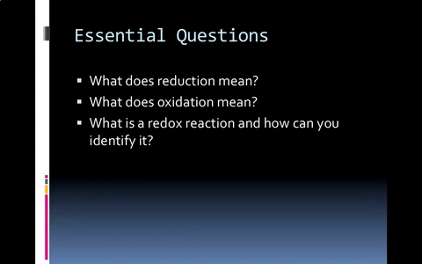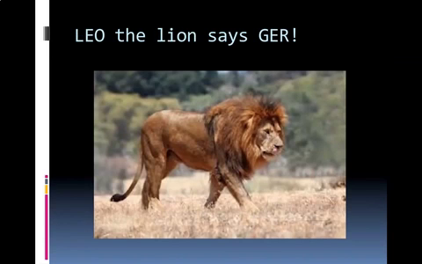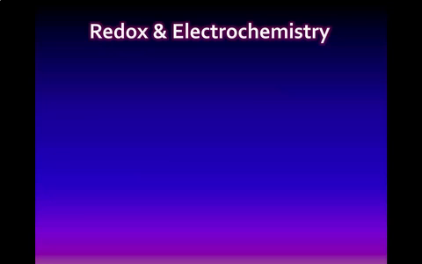The essential questions are what does reduction mean, what does oxidation mean, and what is a redox reaction, and how can you identify it? So the first thing I want you to try to remember is that Leo the lion says grr, and that's going to help you remember the difference between oxidation and reduction. So Leo the lion says grr.